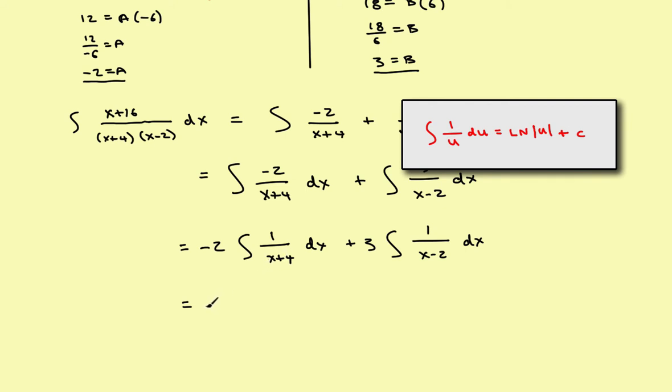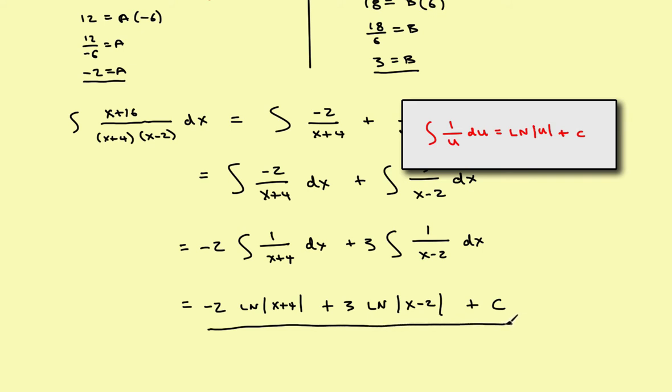So this will just turn into using this rule. First of all, here's the constant negative 2. And then the integral of 1 over this turns into the natural log of that. So this will turn into the natural log of the absolute value of x plus 4. And actually, there'd be a plus c here, but we'll combine those into just a single plus c on the outside. Then you've got 3, and this will turn into the natural log of the absolute value of x minus 2. And then you can combine both the constants and just put them as a single constant plus c, and you'll have an answer.